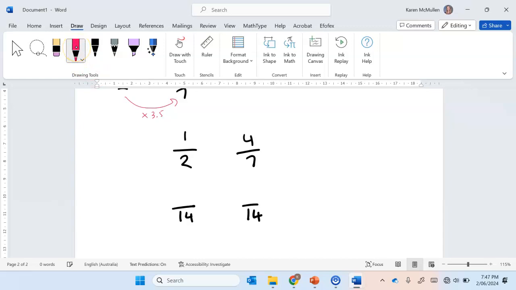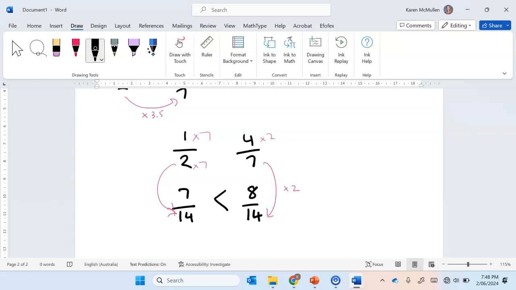And say, well, what did I do to get to 14? Well, I multiplied by 7. So whatever I do to the bottom, I have to do to the top. So 1 times 7 is 7. And let's have a look at this other fraction. What did I do to the 7 to get to 14? I multiplied by 2. So whatever I do to the bottom, I have to do to the top. So 4 times 2 is 8. And we can see that 7 over 14 is less than 8 over 14.